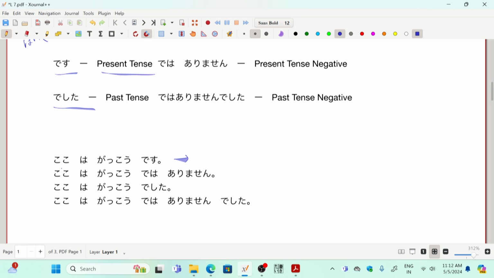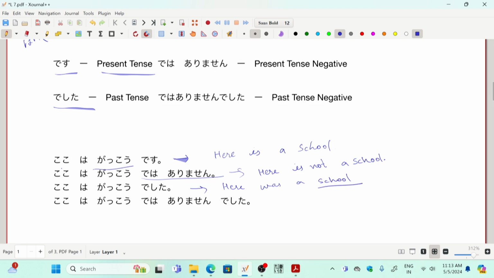Koko wa gakko desu. Here is a school. Next is koko wa gakko de wa arimasen. So de wa arimasen will be negative. It will change the sentence into: here is not a school. Next is koko wa gakko deshita. Here was a school.